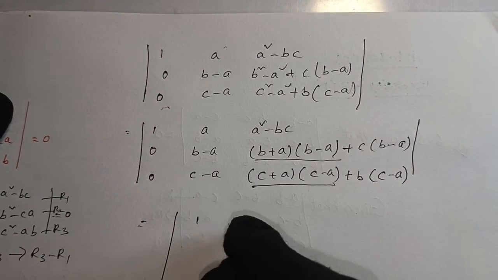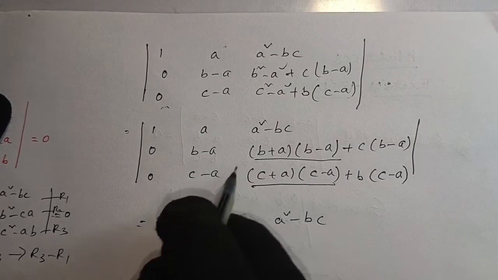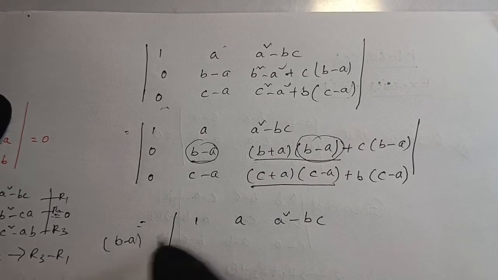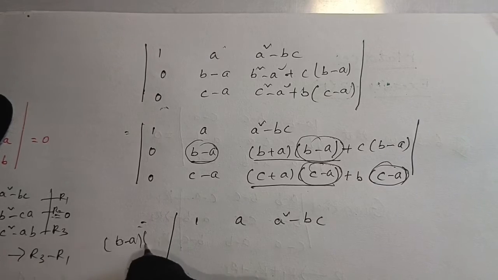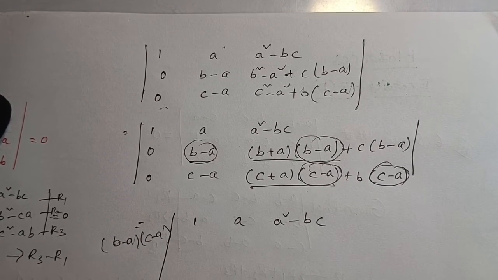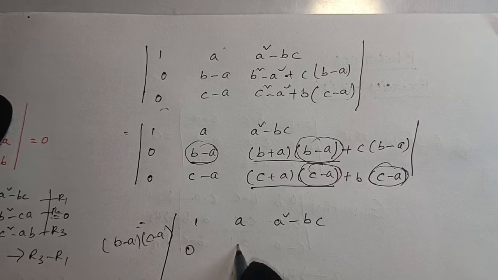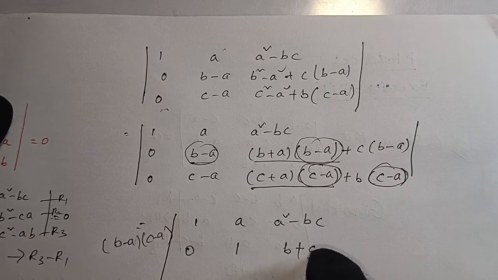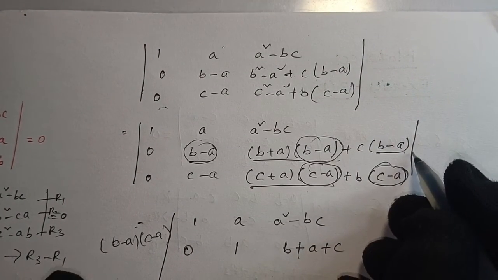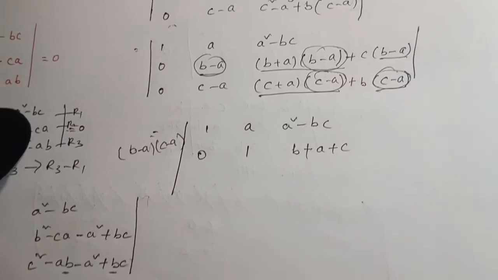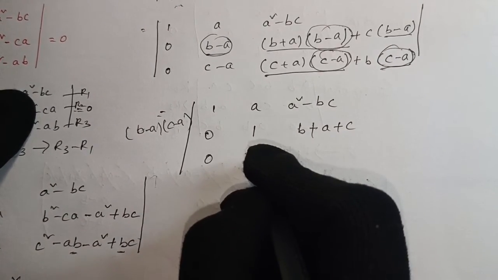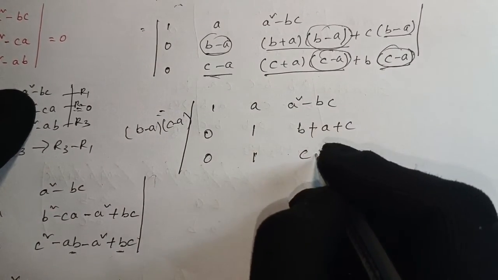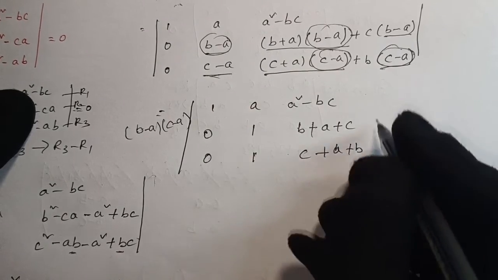That equals 1, A squared minus BC. B minus A is the common factor on the two sides, that means B minus A. Next, C minus A is a common factor, C minus A. 0, 1, B plus A plus C. This is the B minus A common factor. This is the C minus A common factor. Okay friends, that means 0, C minus A is a common factor. 1, that means C plus A plus B.